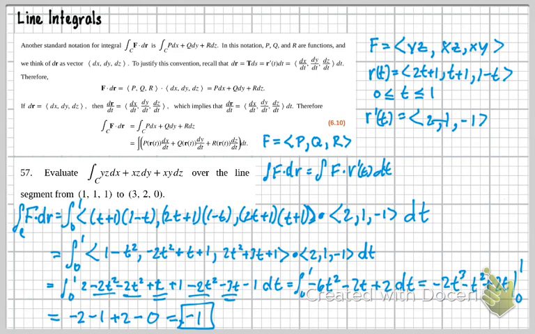So that's really the big deal with these. And being able to decipher, if I have an integral like this, that this is really an F dot r prime t, and not just an integral out of nowhere I'm just integrating. And the line segment too should be an indicator that I'm dealing with an r of t as well. All right, so there it is. Negative 1's our answer.